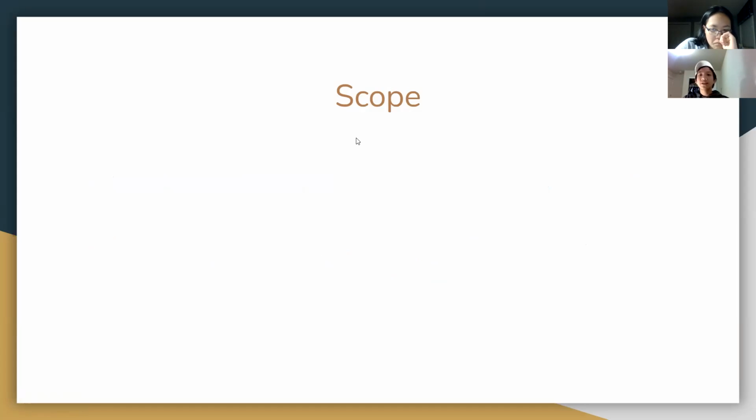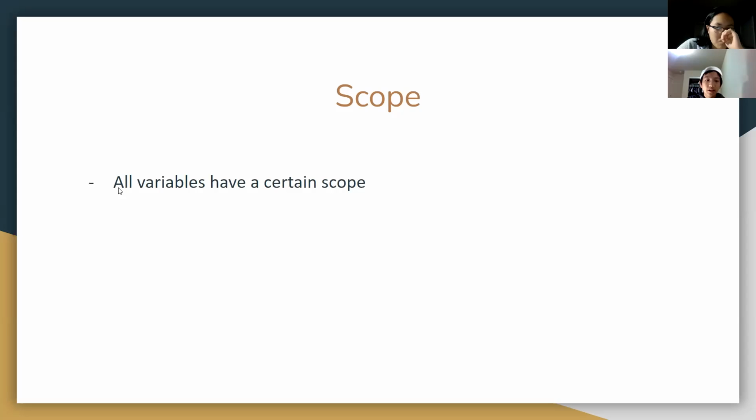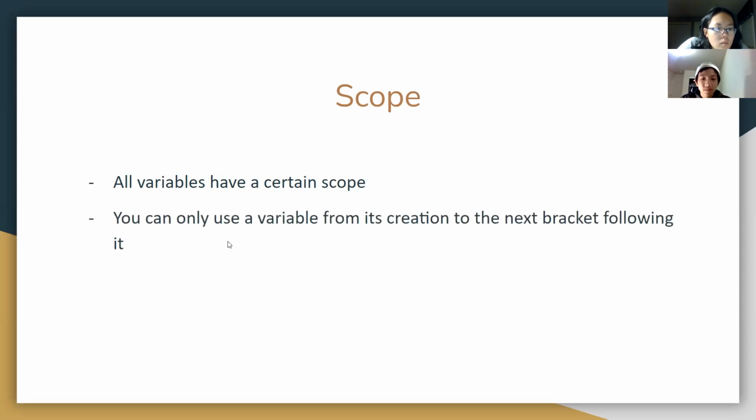All right, now the next part of this lesson is on scope. Everything, especially variables, has a certain scope that is assigned to it, whether you put public or private in front of it or if you don't. The default scope of a variable, if you don't make it private or public, is protected. And protected means that you can only use that variable from its creation to the next curly bracket, not bracket in general, just the curly braces following it.